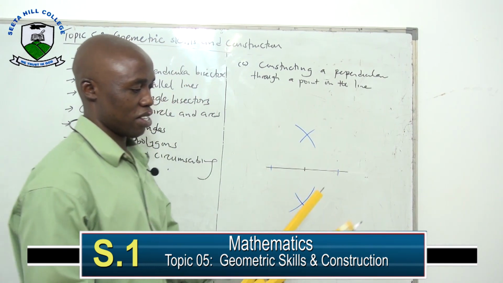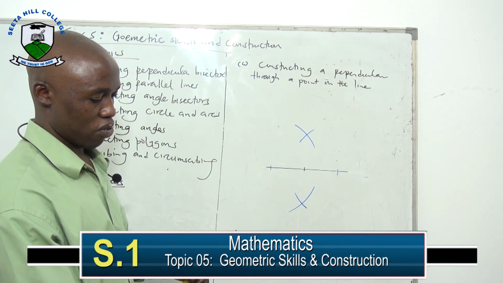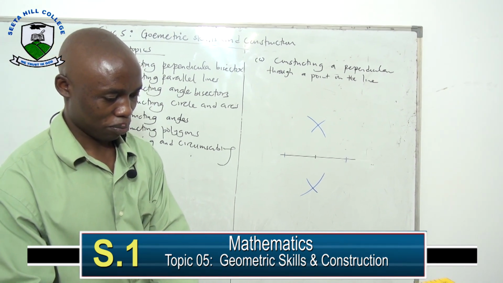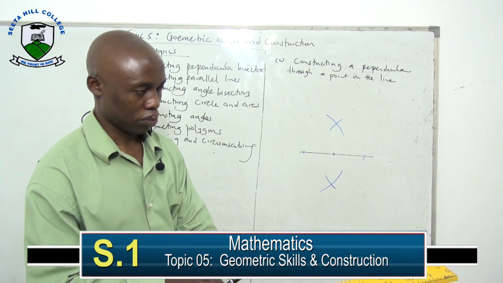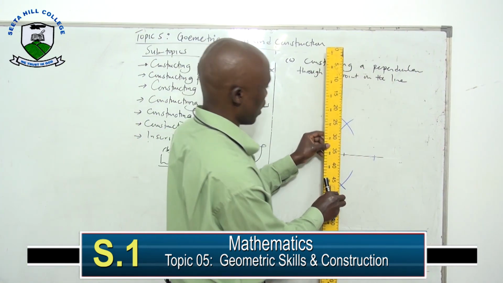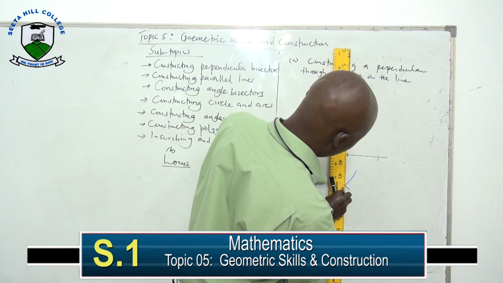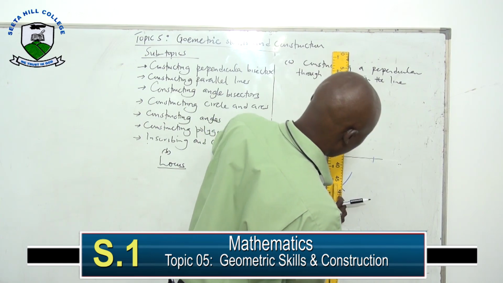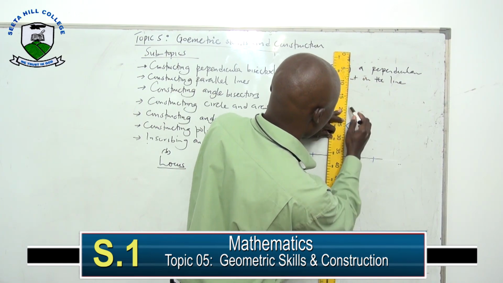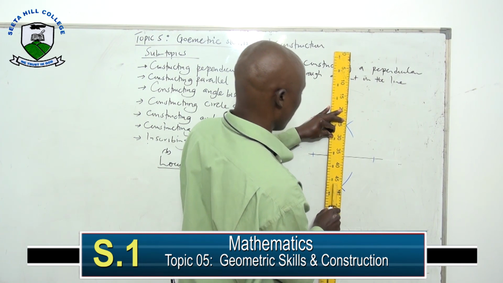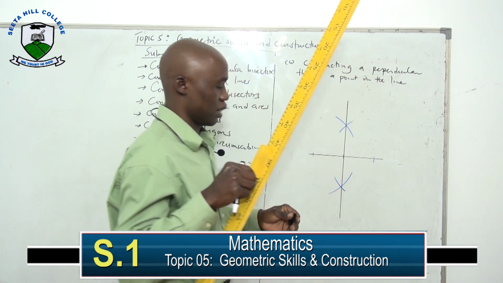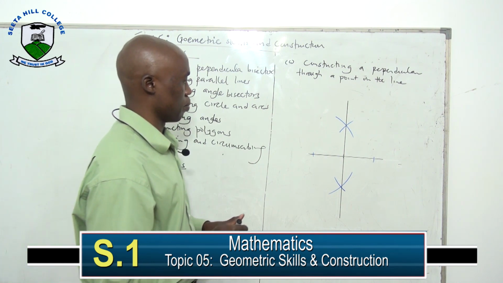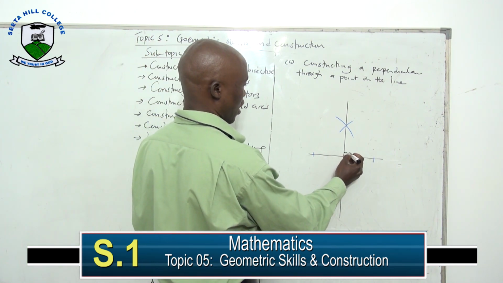Then we draw a perpendicular line, not so? Yeah, that's pretty good. Not so? That is okay. That's very smart.